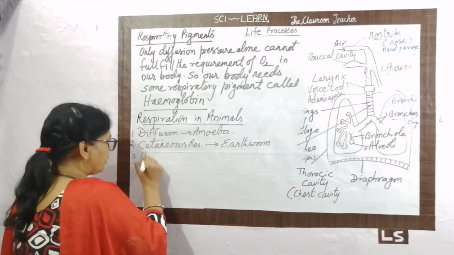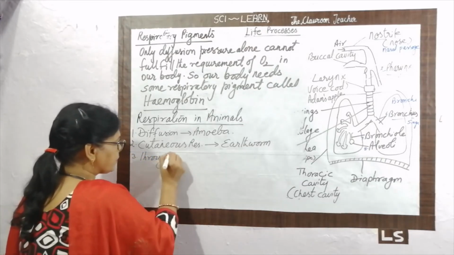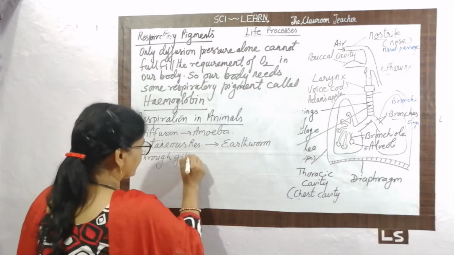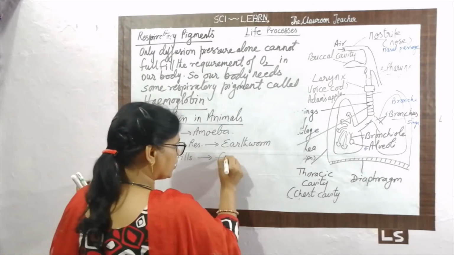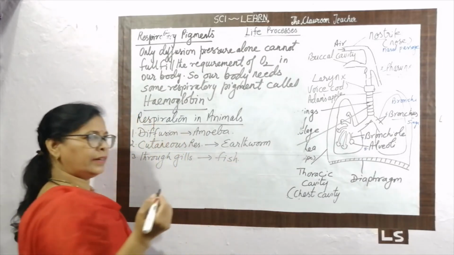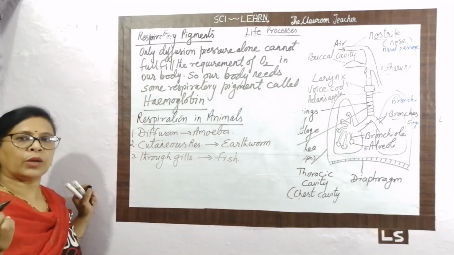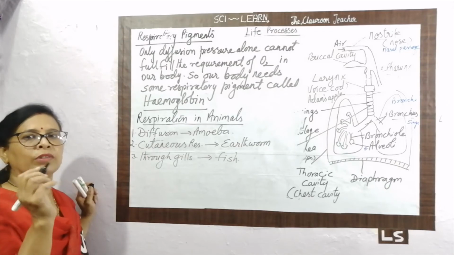The third is respiration through gills. Gills are present in the fishes. All the aquatic animals contain gills. So in fishes or aquatic species, the respiration is through the gills.